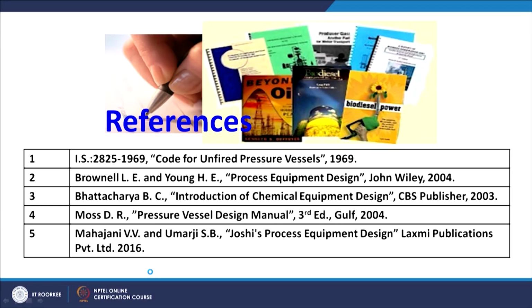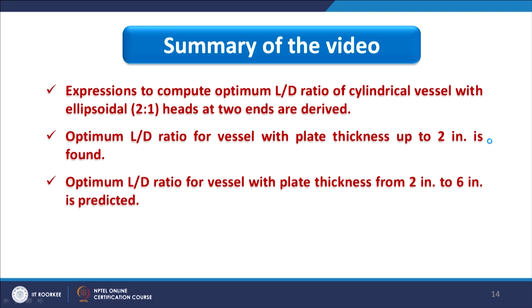And here I have some references which you can go through, and here I have the summary of this video. Expressions to compute the optimum L by D ratio of a cylindrical vessel with ellipsoidal heads, where the major and minor axis ratio is 2:1 at the two ends, are derived. Then the optimum L by D ratio for a vessel with plate thickness up to 2 inches is found, and finally the optimum L by D ratio for a vessel with plate thickness from 2 inches to 6 inches is predicted.